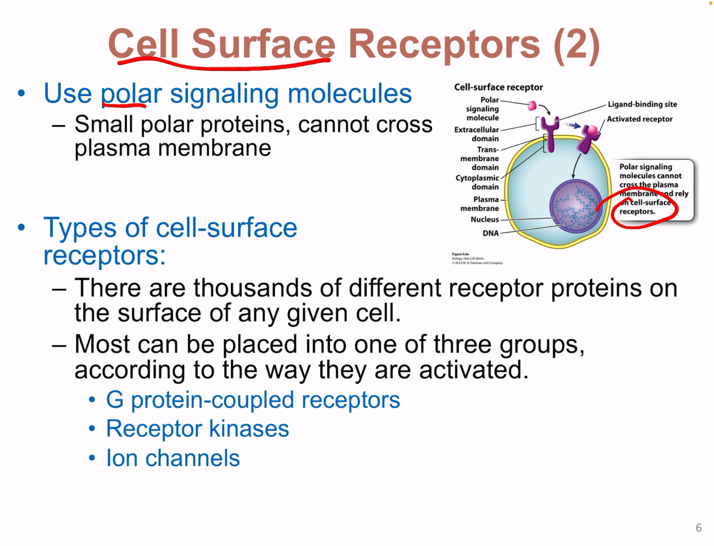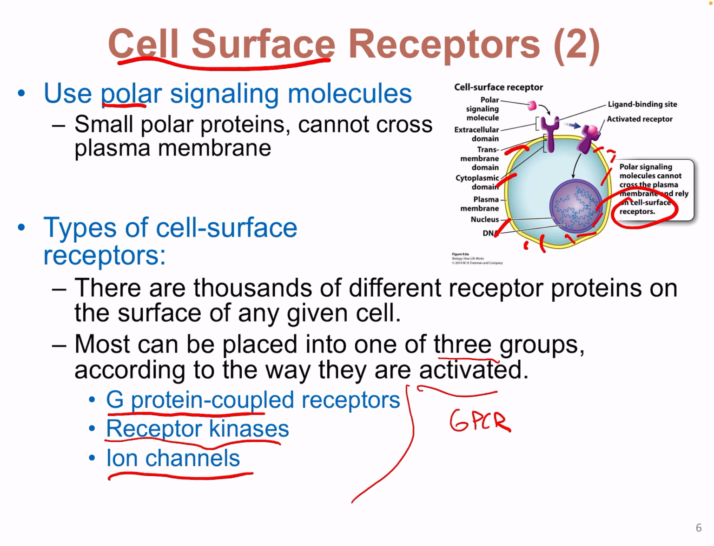There are thousands of different types of receptor proteins on the surface of any given cell. A cell will have a ton of receptors for a bunch of different things: hormones, immune system markers, etc. Most can be placed into one of three groups of receptors according to the way they are activated, so these are based on their functions. We have our G-protein coupled receptor, which sometimes we'll see as GPCR, our receptor kinases, which we talked about in phosphorylation, and our ion channels.